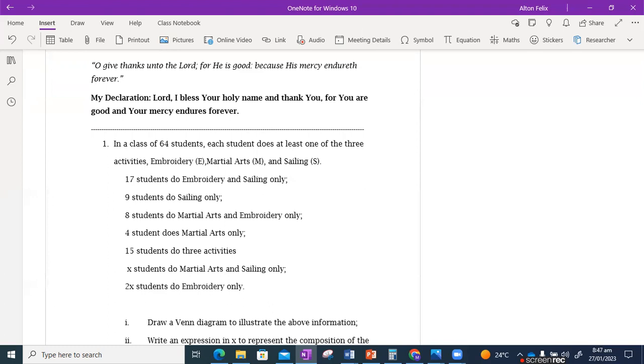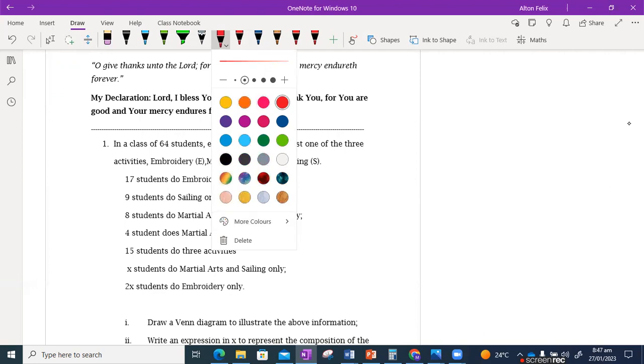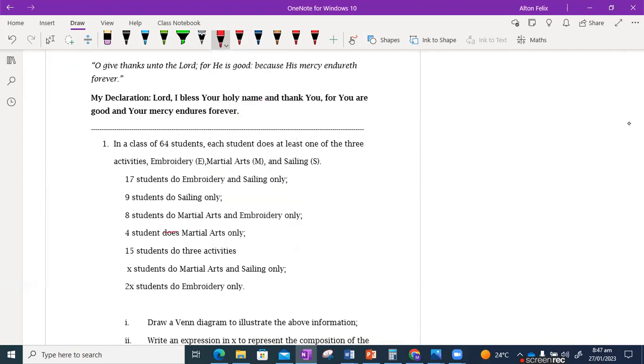So let's fix that grammatical error here. This should be 4 students do. Right, so this is the type of problem that we will most likely be facing in our exam. And the first part of the question asks you to draw a Venn diagram to illustrate the above information.